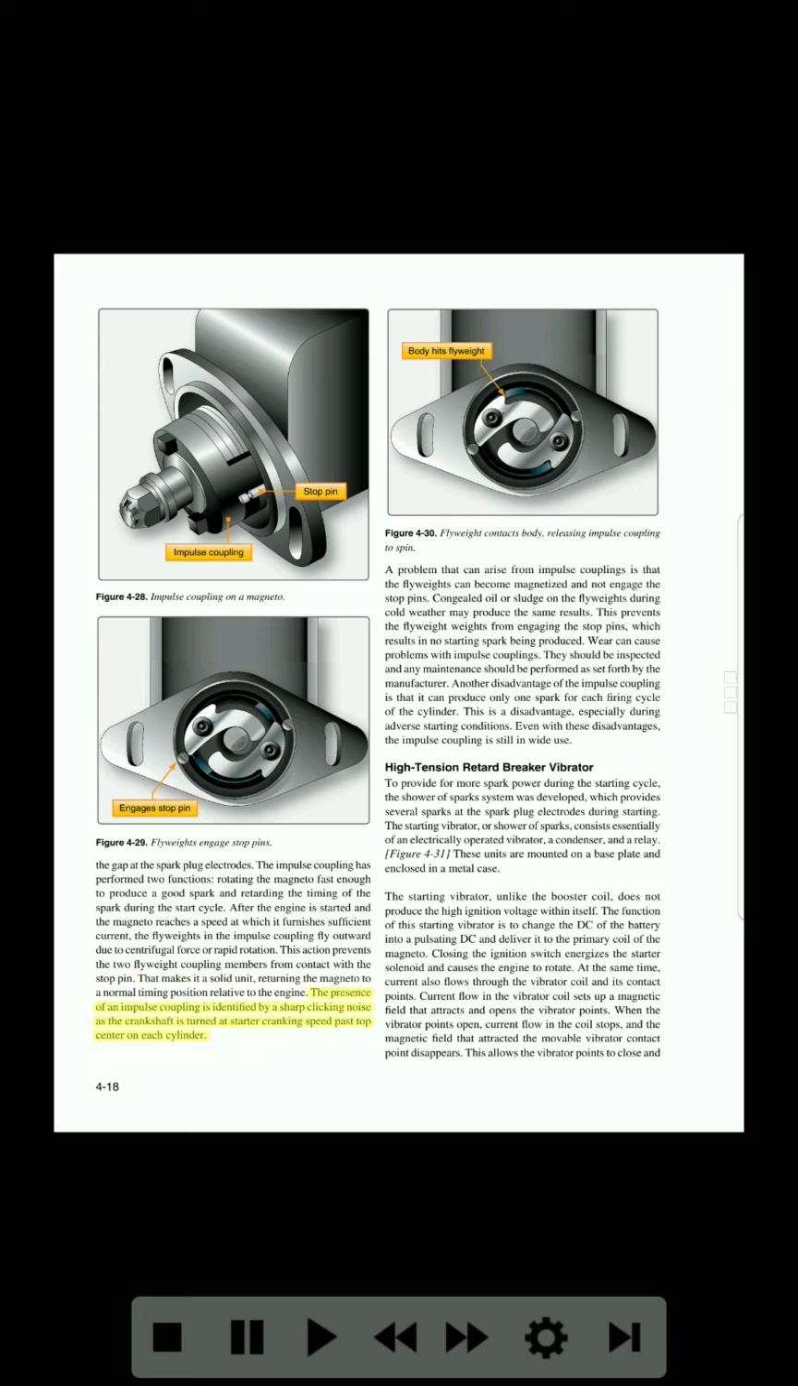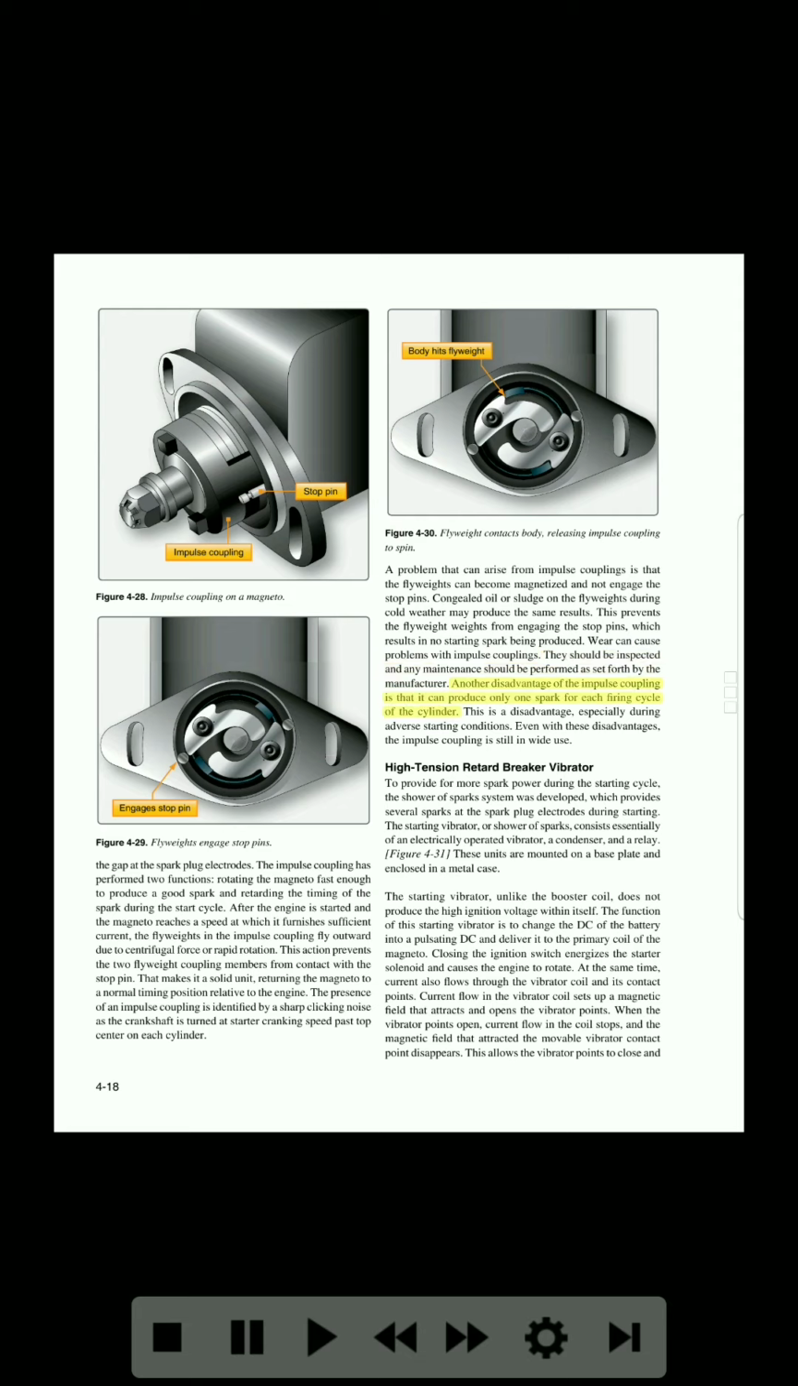The presence of an impulse coupling is identified by a sharp clicking noise as the crankshaft is turned at starter cranking speed past top center on each cylinder. A problem that can arise from impulse couplings is that the flyweights can become magnetized and not engage the stop pins. Congealed oil or sludge on the flyweights during cold weather may produce the same results. This prevents the flyweights from engaging the stop pins, which results in no starting spark being produced, and can cause problems with impulse couplings. They should be inspected and any maintenance should be performed as set forth by the manufacturer.